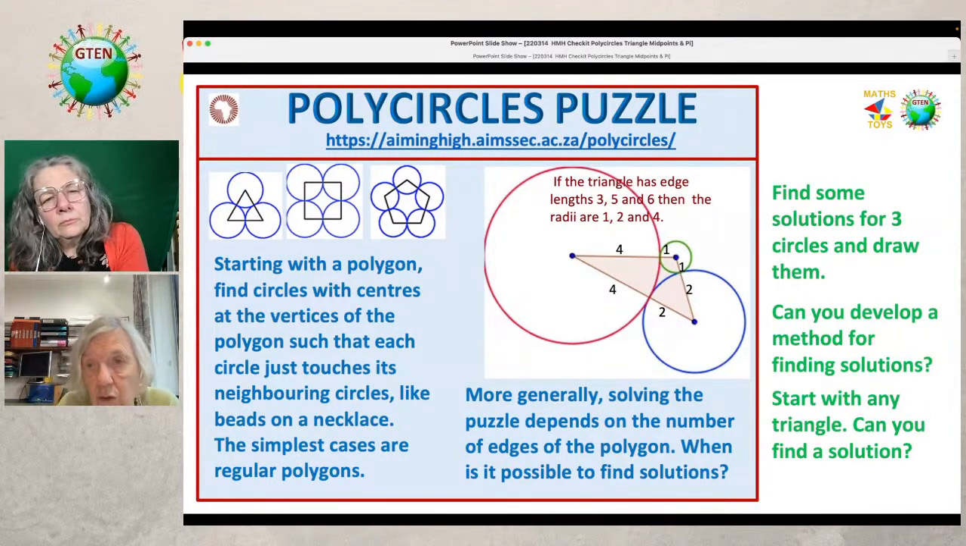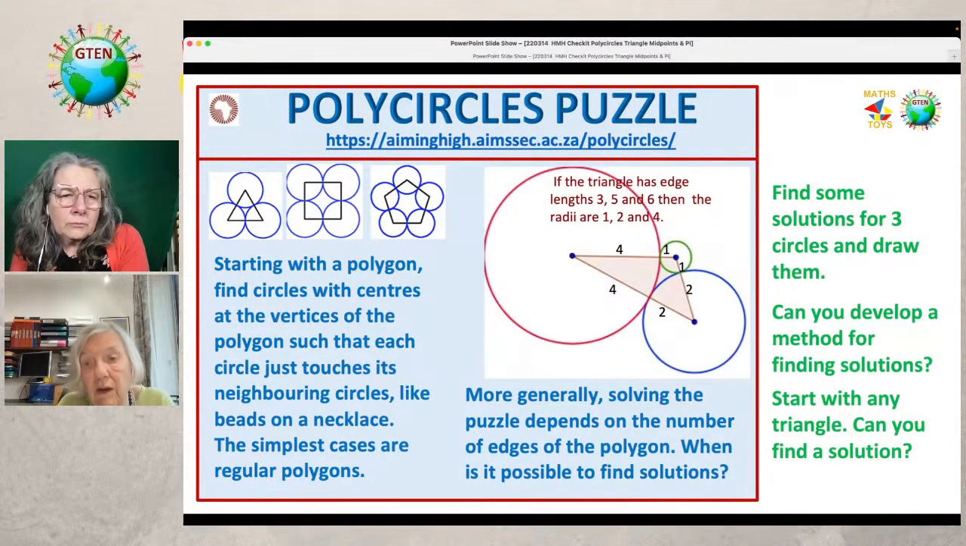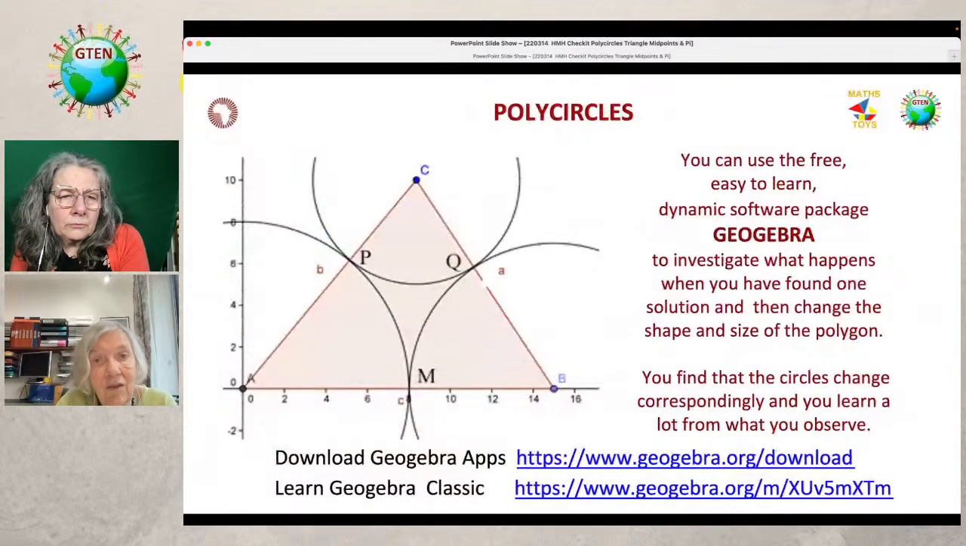So sometimes we can have solutions, and so there are challenges. Can you develop a method for finding solutions? And can you start with any triangle? Can you always find a solution? And actually, the answer is yes, you can, and that's for triangles. And then you go to bigger polygons. We saw it with the plates and a pentagon.